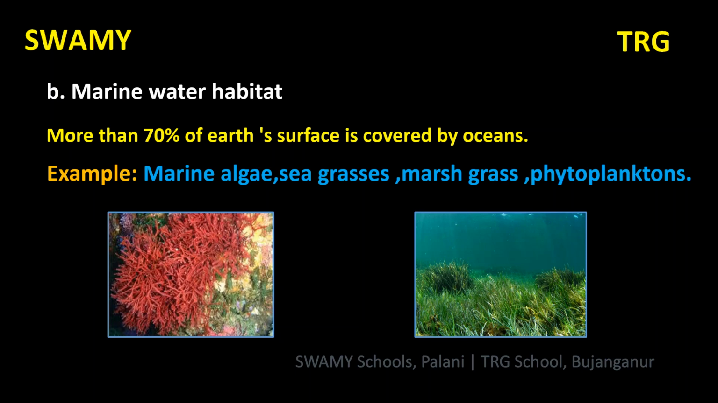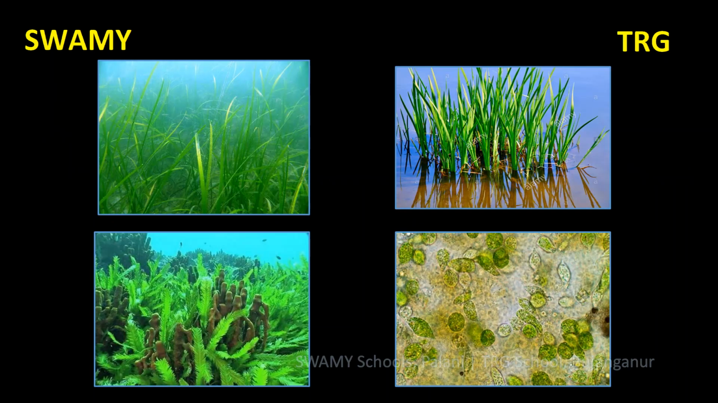Our earth looks like an awesome blue marble. That's because more than 70% of earth's surface is covered by ocean. Oceans also support the growth of plants. Example, marine algae, sea grasses, marsh grass and phytoplanktons. Here we have a video of sea grasses, marsh grass, marine algae and phytoplankton.